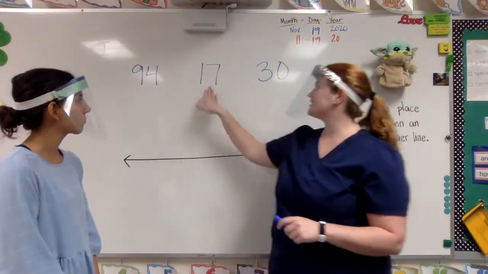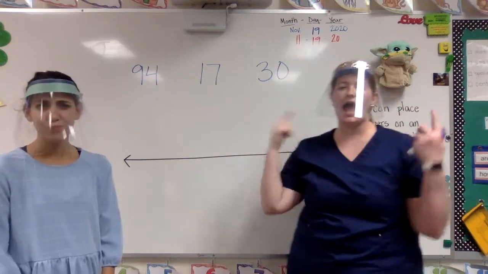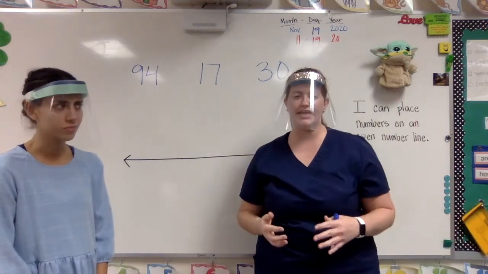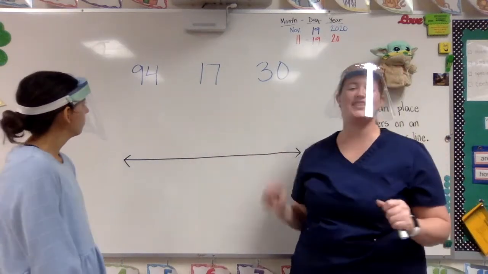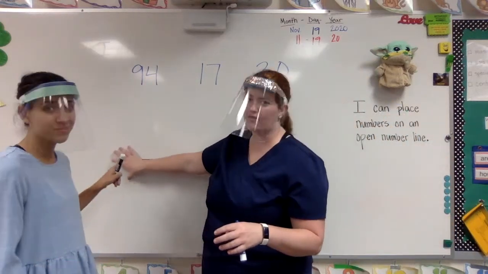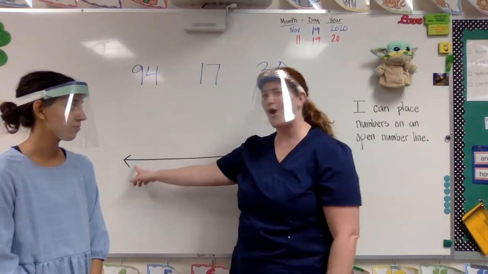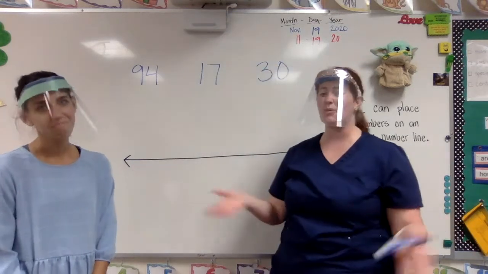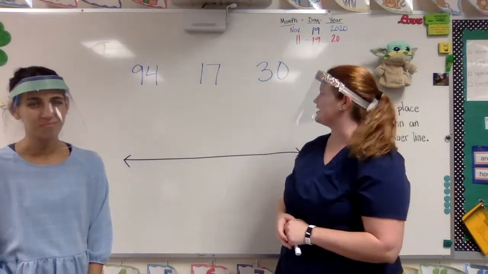94, 17, 30. I remember, the first thing I need to do is determine which of these numbers is the least, because that's going to go all the way over on this end. It doesn't have to always start at 0. It's just going to start at whatever the least number I have is.